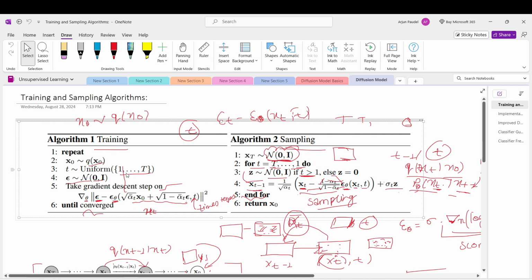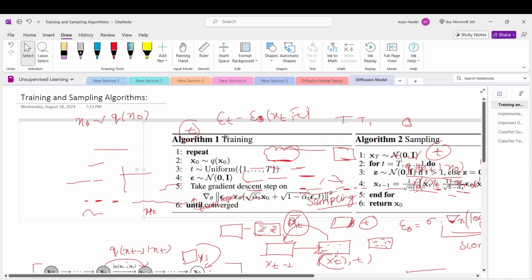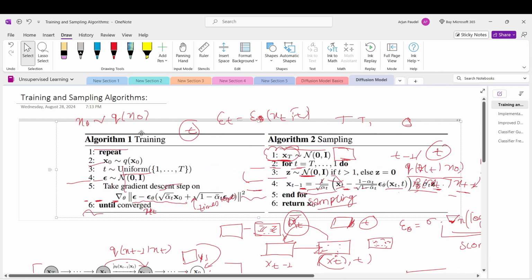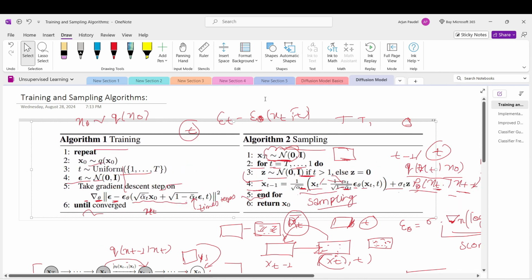There is no variance here. We are just predicting this mu theta. Mu is a function of epsilon theta, and we are actually predicting the mean. After that, we can predict this epsilon theta to predict mu. So this is the approach. We are just predicting the mean but not the variances.